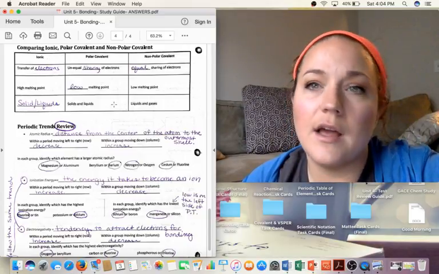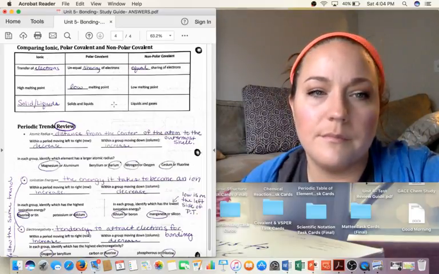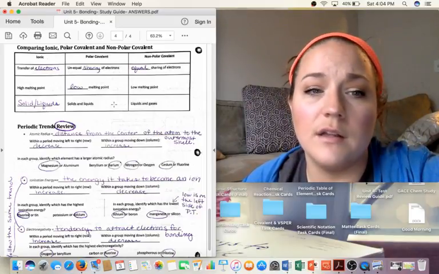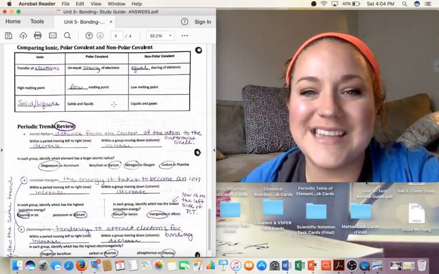All right, so ionics form liquids and solids, where polar are going to be also solids and liquids, but non-polar are going to be like liquids and gases.